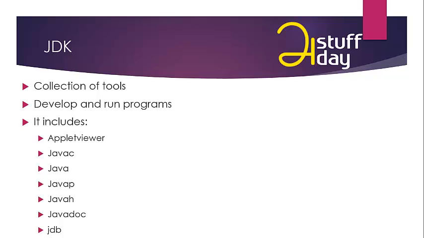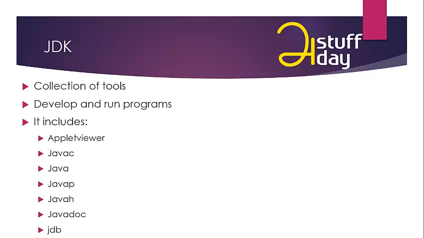So now let's enter into JDK. So what is JDK? JDK comes with a collection of tools that are used for developing and running Java programs. They include Applet Viewer for viewing Java applets, javac, known as the Java compiler, which translates Java source code to bytecode files that the interpreter can understand. Then java refers to the Java interpreter, which runs applets and applications by reading and interpreting bytecode files.